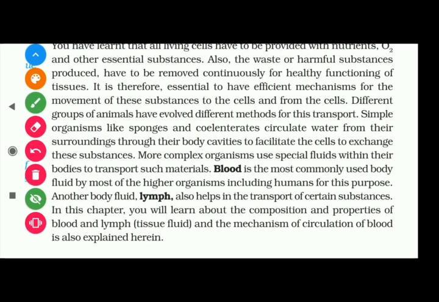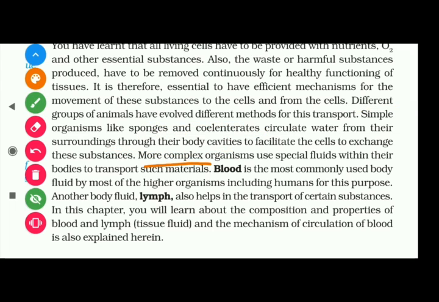Students, different groups of animals have evolved different methods for this transport. In different types of animals, different transporting materials and methods are present. Some simple organisms like sponges and coelenterates circulate the water from their surroundings through the body cavities to facilitate the cells to exchange these substances. The water is present around their body cells, and they can circulate the water for the transport of materials or nutrients, and they facilitate the exchange of these substances.